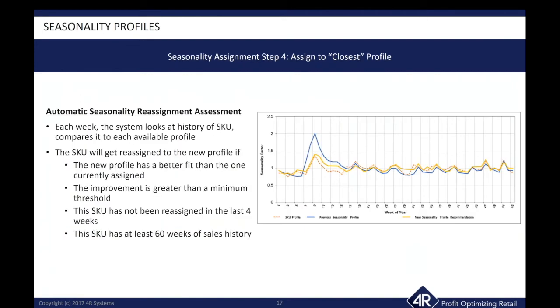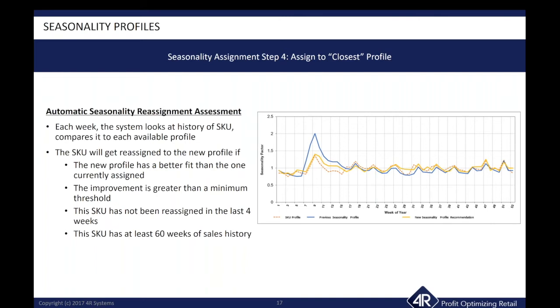After the initial assignment of seasonality profiles is completed for all SKUs, we have the ability to automatically reassign and update these profile recommendations as the sales patterns of SKUs continue to develop and change over time. So this ongoing process allows us to constantly adjust and reconsider new options for the best fit profiles with some of our clients. Each week, our system looks at the history of a SKU and compares it to each available profile.